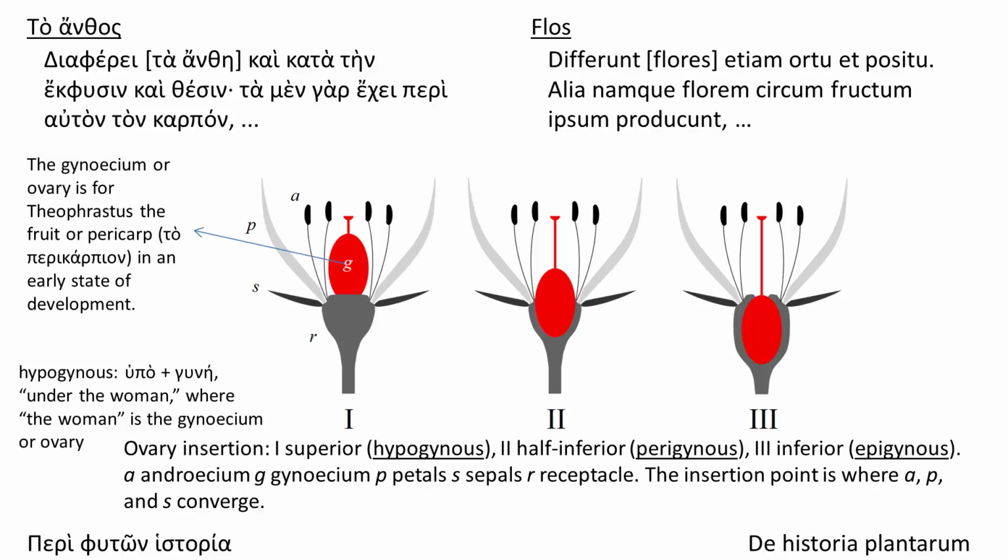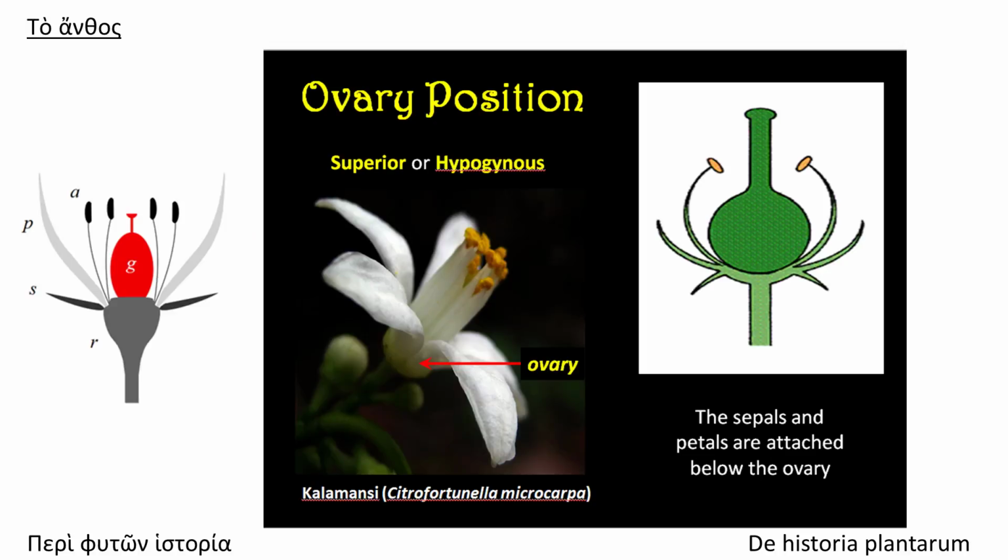Hypogynous, for example, is coined from Greek hupo and gyne, meaning literally under the woman, where the woman is the pistil, ovary, or gynecium. So hypogynous means the stamens, petals, and sepals converge and attach themselves under the pistil, ovary, or gynecium. As far as the ovary is concerned, she is in the superior position.